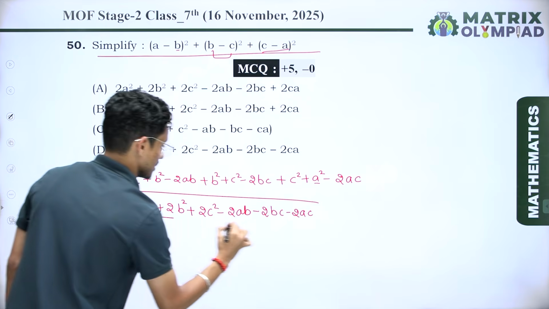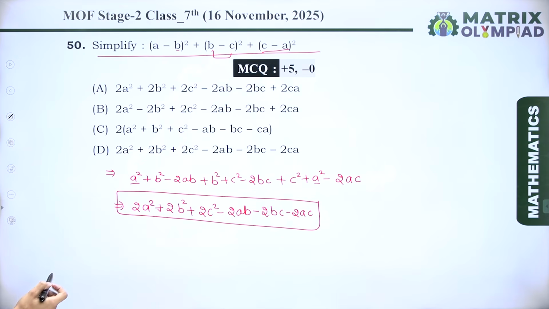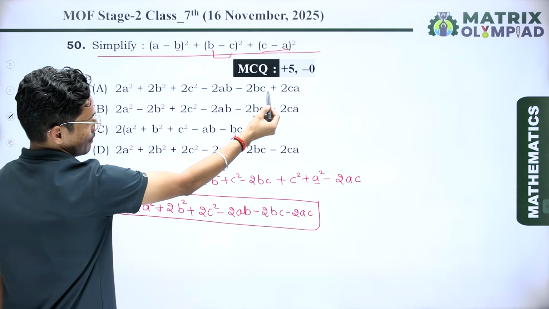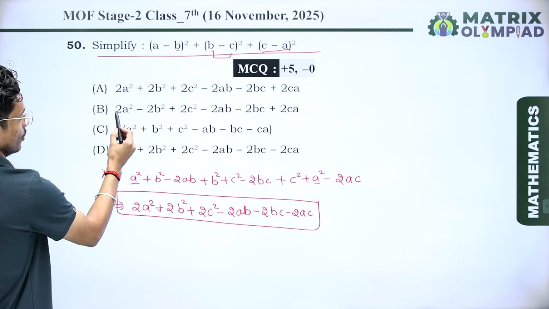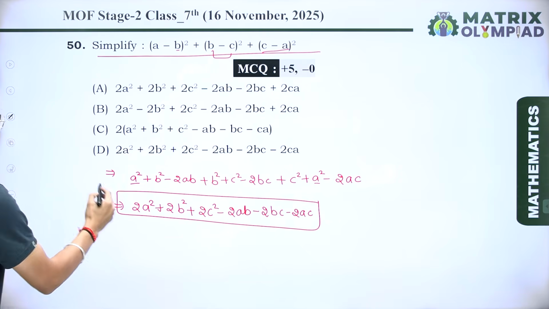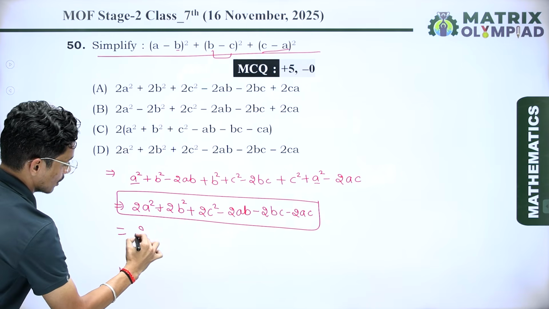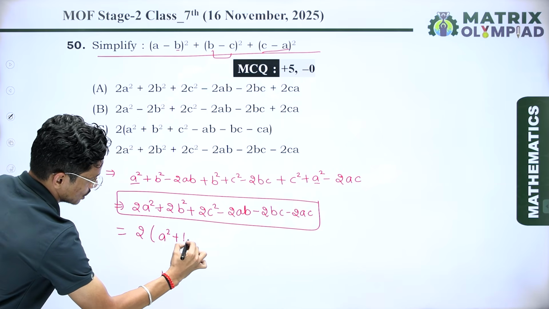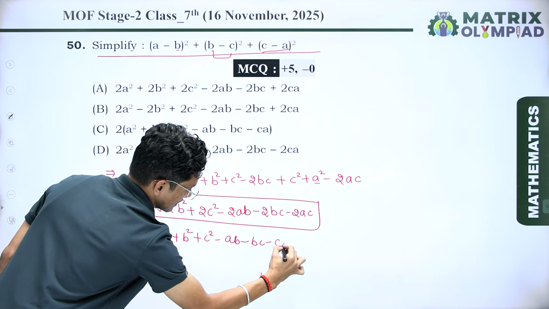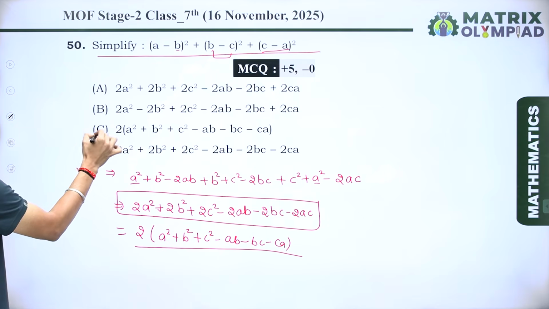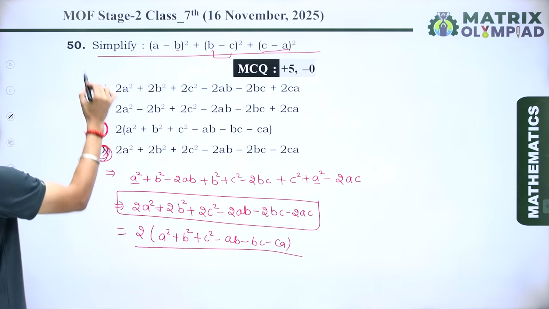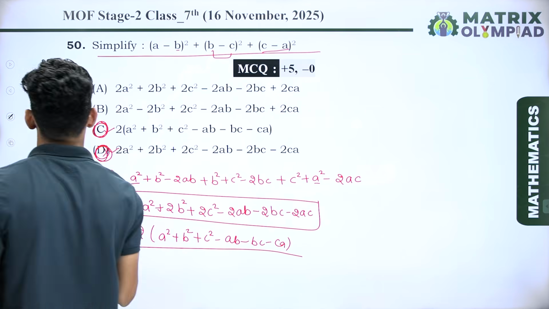So check which option is correct over here. So I can say that 2A square, 2B square, 2C square minus 2AB minus 2BC plus 2. No, this one is not possible. 2A square minus 2B square. No, this one is also not possible. Yes, if we take common 2, I can write A square plus B square plus C square minus AB minus BC minus CA. It means option number C is correct, and option number D is also correct. So for this question, option number C and option number D are the correct answers.